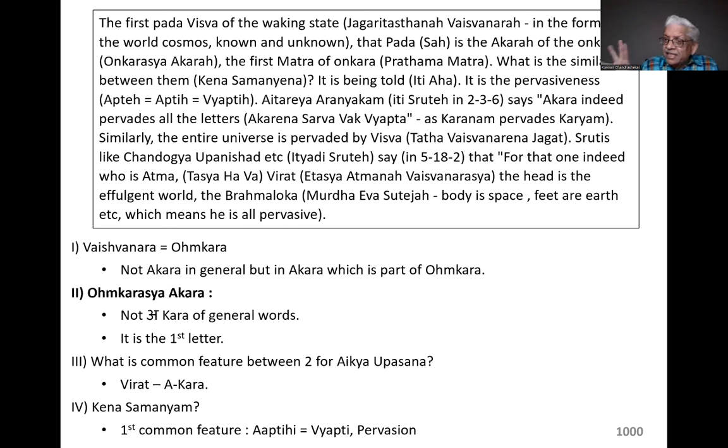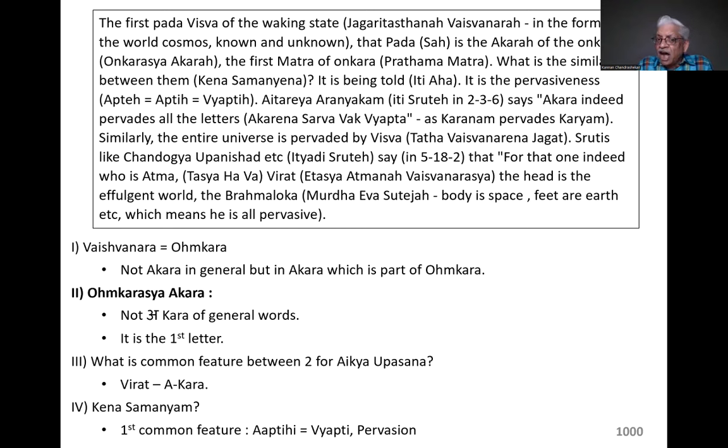How does Shankaracharya say that the Akara represents the pervasive nature? Because he has studied the Aitareya Aranyakam, which is a very big text consisting of six chapters. The fourth, fifth, and sixth chapters of the Aranyakam are the Aitareya Upanishad, which we will be doing for the Saturday class sometime. In that Aranyakam, it is said that the pervasiveness of Virat Devata is compared to Akara.